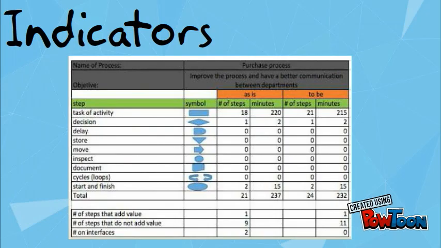To evaluate these changes, we took 3 main points: number of steps that add value, number of steps that do not add value, and number of interfaces. In the ASIS, the step that adds value was when the client made the order. We also have 2 interfaces, and the other 9 steps that do not add value. In the To Be map, we have the same step that adds value to the company, but we added 2 steps that do not add value, and we also subtracted 2 from the number of interfaces. All of these changes could help the company organize the purchase process better and do it in less time.